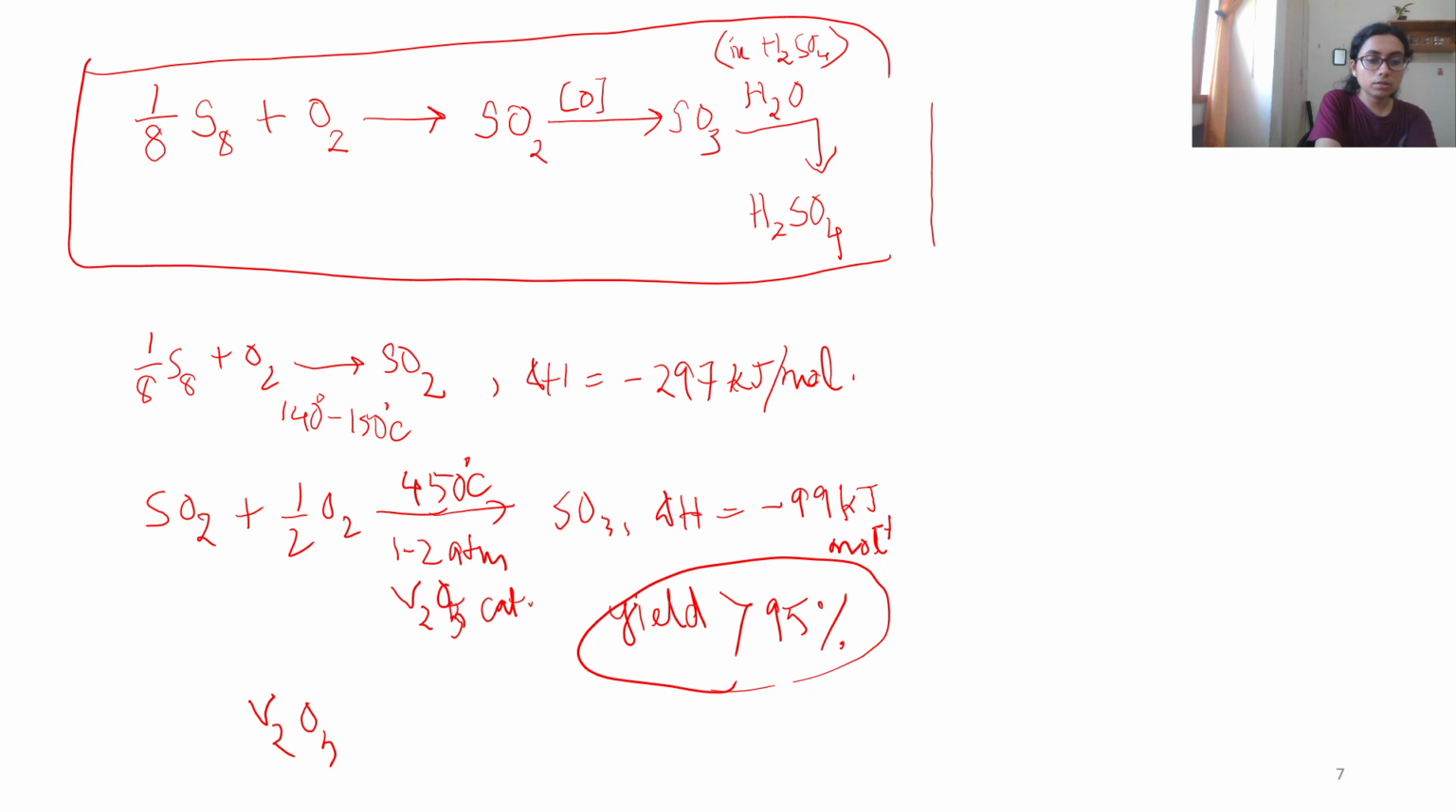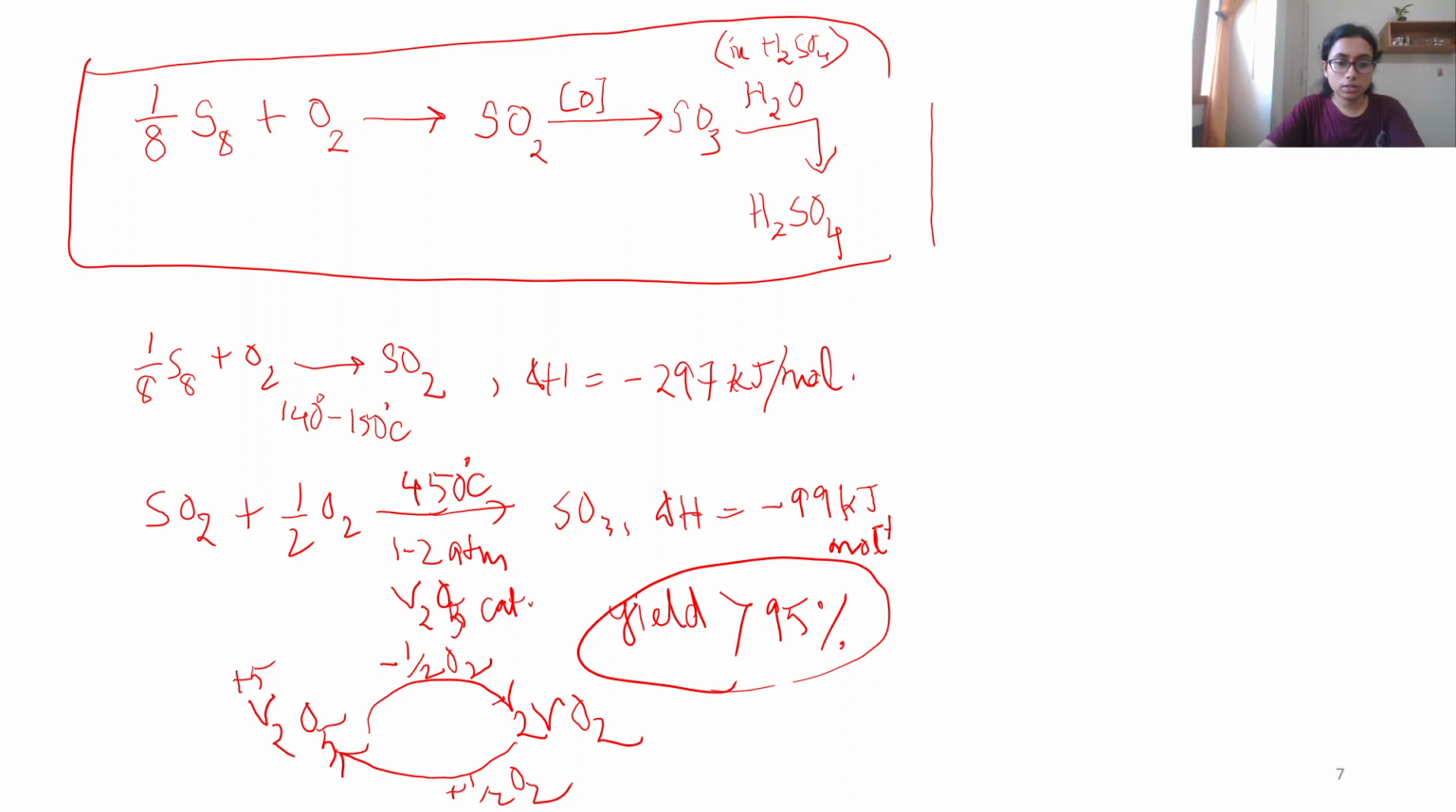Vanadium pentoxide, this vanadium is present in plus 5 oxidation state. Then this one can be converted to 2VO2, leaving O2, right? And then this one again can be converted to V2O5 by addition of O2, that is called catalyst regeneration. So this O2 will be utilized here. Okay, so vanadium pentoxide is acting as a catalyst here.